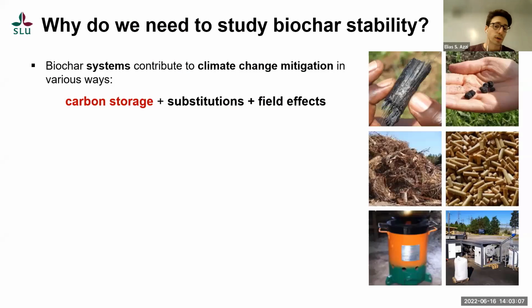So first of all, why do we need to study biochar stability? All of you know that biochar systems contribute to climate change mitigation in various ways: carbon storage, substitution effects, and also field effects like reduction of greenhouse gas emissions from soils in agriculture. But what LCA results tell us is that carbon storage is actually the main and largest climate change mitigation benefit. So it's an important term in the climate equation for biochar.